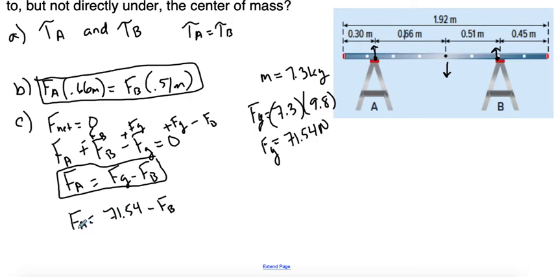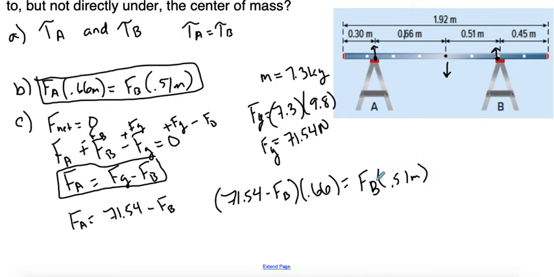So what's nice about this is we have it solved for F sub A, and we could take that and plug it into our equation up here. So let's do that. So F sub A is 71.54 minus F sub B. Okay, I plug that in right there, times 0.66 meters. Oops, let's just get rid of that meter there, since we're going to be getting newtons in the end because we're looking for a force. Okay, so F sub B times 0.51 meters. And I probably could have written those the other way around. It'd look a little bit nicer. So 0.51 F sub B, kind of like that. Okay, let's move that down.